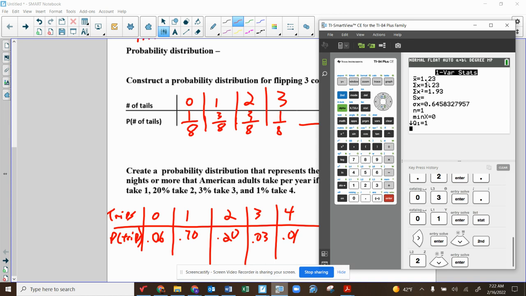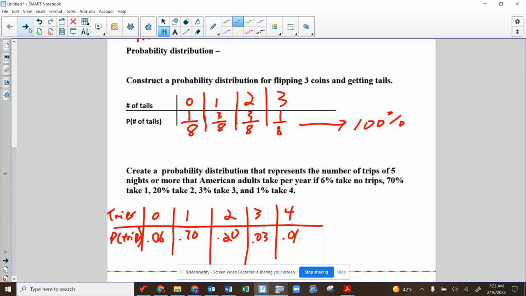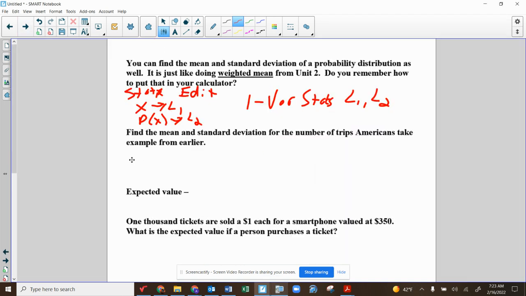Your mean is 1.23, and your standard deviation is approximately 0.65. So mean 1.23, standard deviation 0.65. Okay.